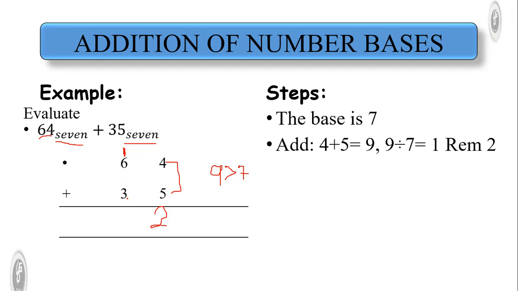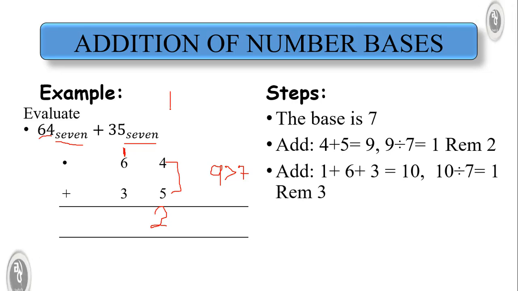So 1 plus 6 plus 3 will give me 10. And 10 is greater than my base, which is 7. So we do the same thing with this 10: divide 10 by 7. 7 goes in 10, that is 1 remainder 3. So we take note of the remainder, which is 3.